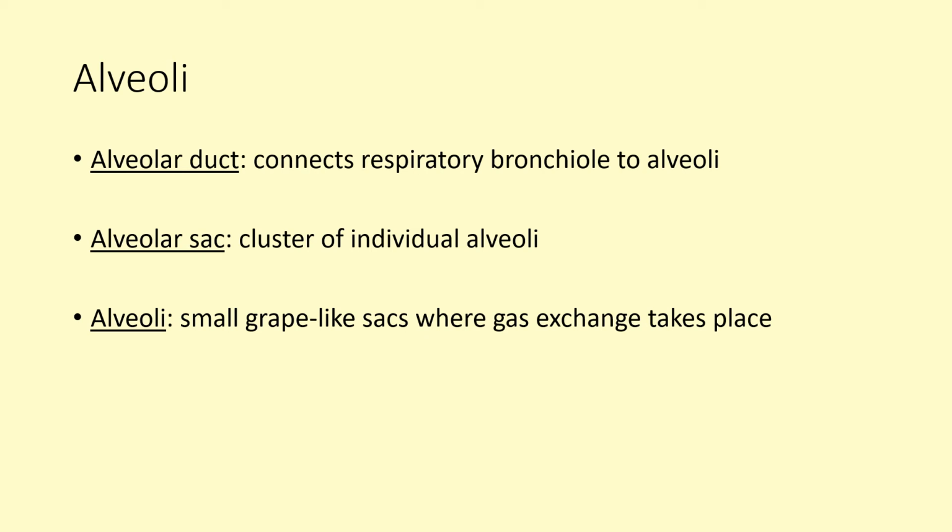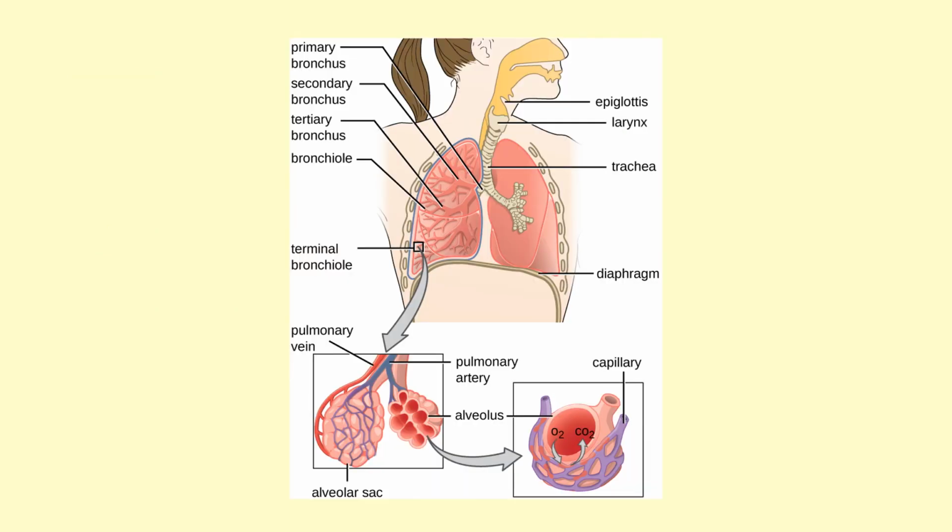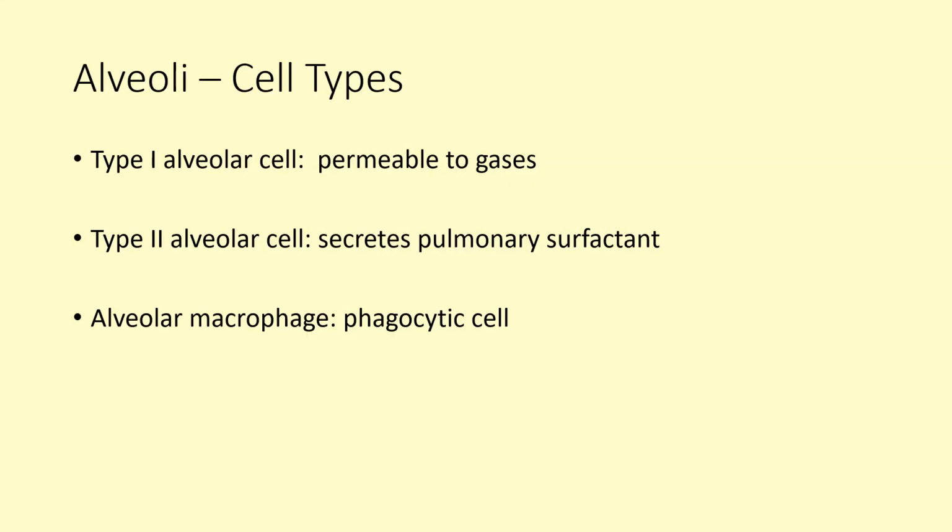The alveolar duct, this is connecting the respiratory bronchioles to the alveoli. So it's kind of like the stem of the grapes. The sac is that cluster of the alveoli. It's the cluster of grapes. And the alveoli are the small individual grapes, if you will. So once again, this is where the gas exchange occurs.